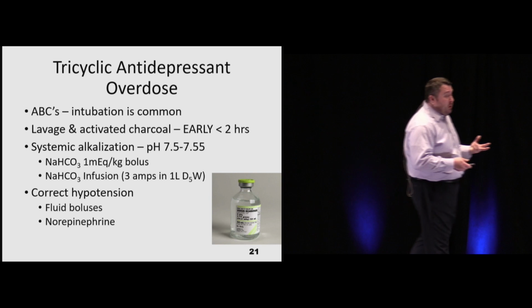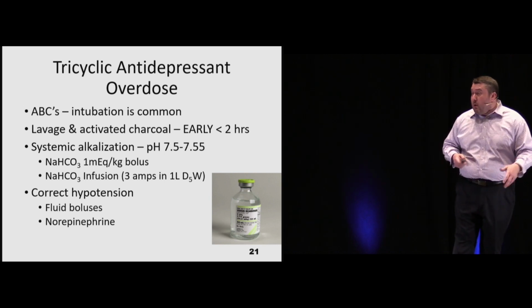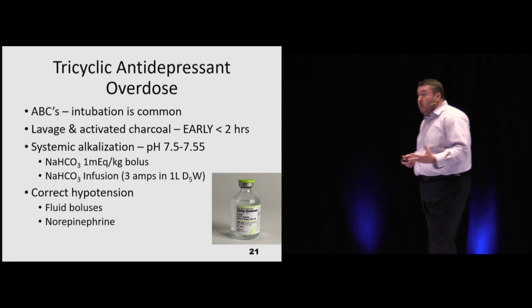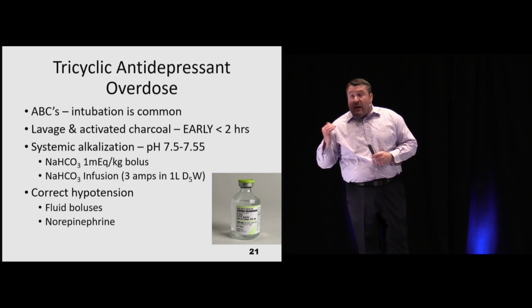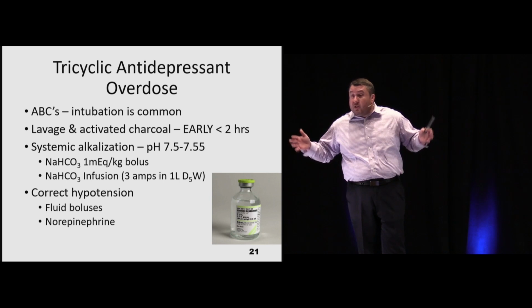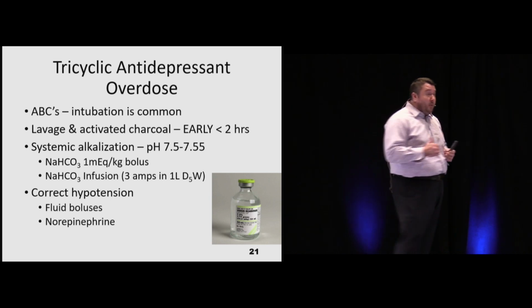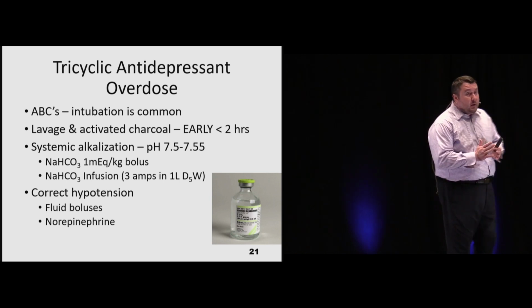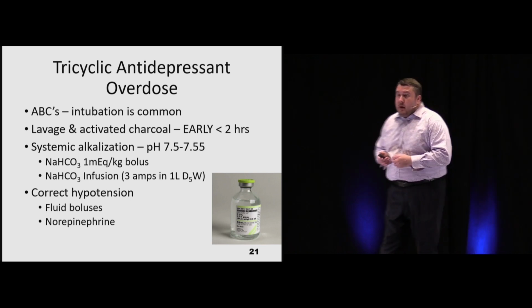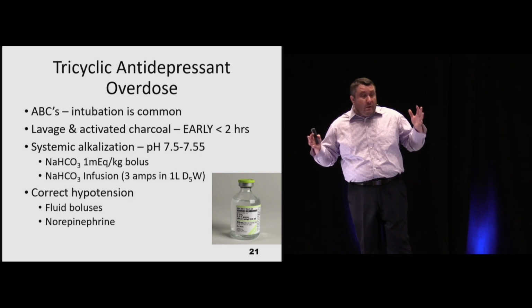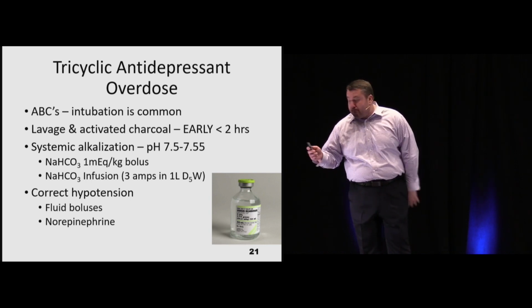If we need to support their perfusion with fluid boluses or vasopressors, we may try dialysis, but it's not always effective. But if they're having significant QRS prolongation, that's definitely going to be a reason to give bicarb as well to help control that sodium channel blockade. That's usually their cause of death: they get such significant widening, they go into lethal arrhythmias, and they die.